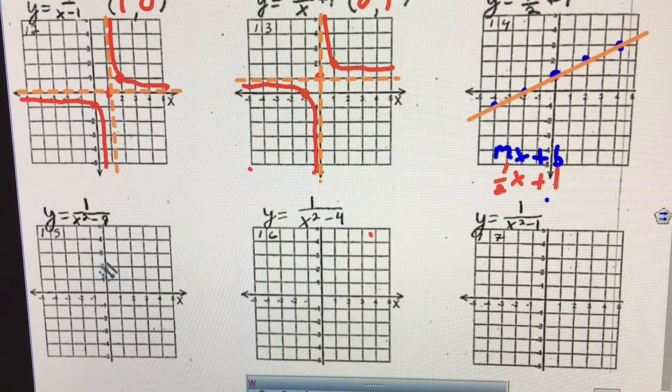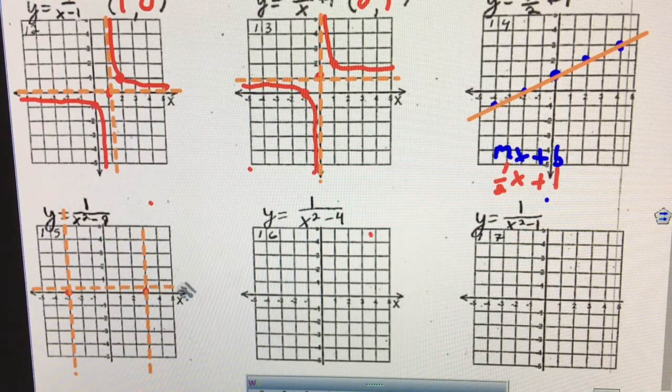All right, let's take a look at it. Where are my verticals? Anybody see where the verticals are? If you factor it, it's going to be x plus 3, x minus 3. So there's going to be one at negative 3 and positive 3. Then what's the degree of the top? It's smaller than the bottom, so what's the horizontal going to be? 0.